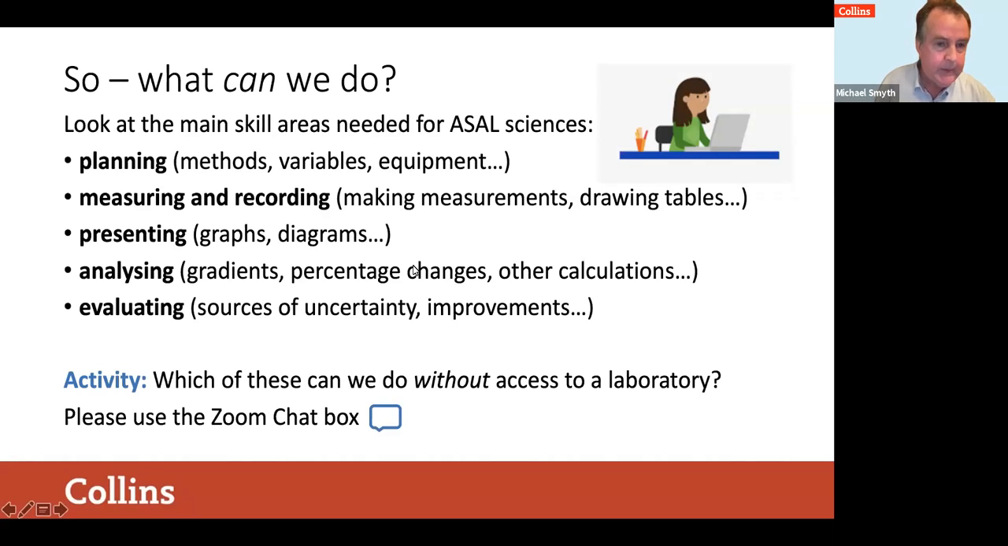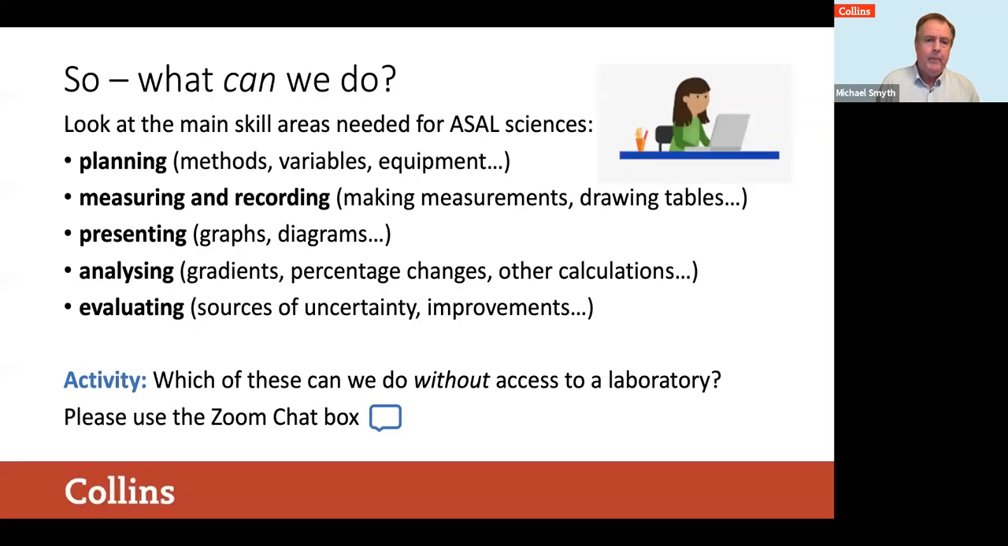Okay, so what can we do then? Well, the main skill areas for practical skills are shown there. You can subdivide them any way you want, but essentially we're looking at 5 skill areas that students need to master to be able to perform well in practical skills assessments. And these practical skills assessments in Cambridge are assessed at A-level in paper 3 or paper 5 as well, for all 3 sciences.